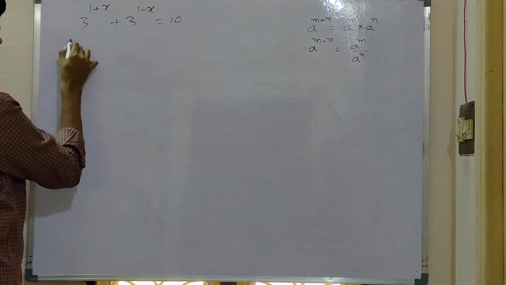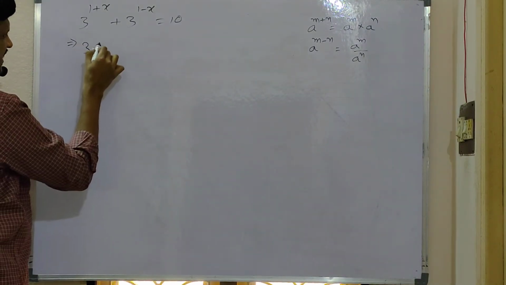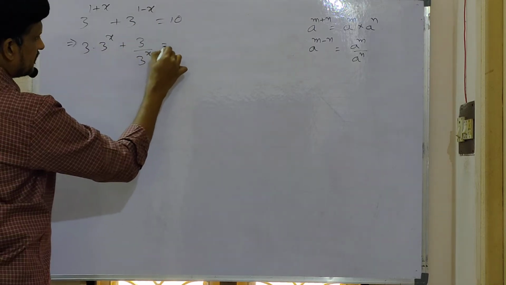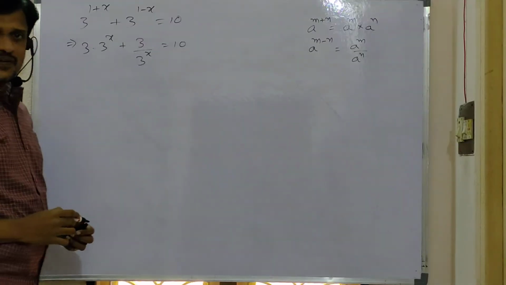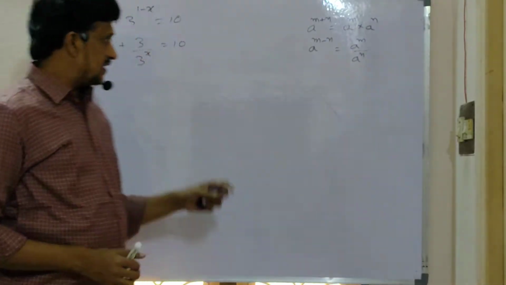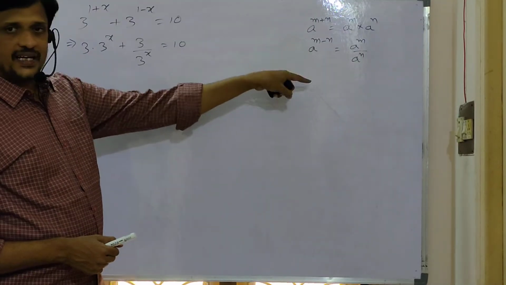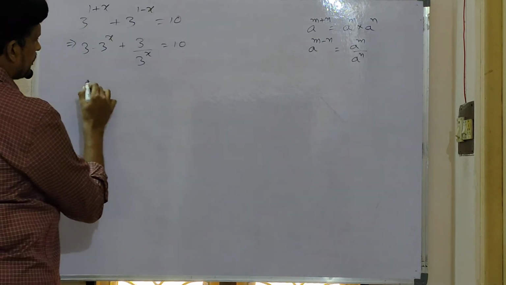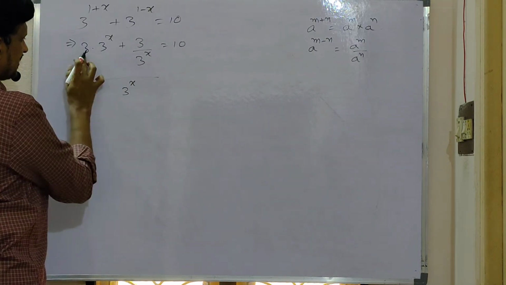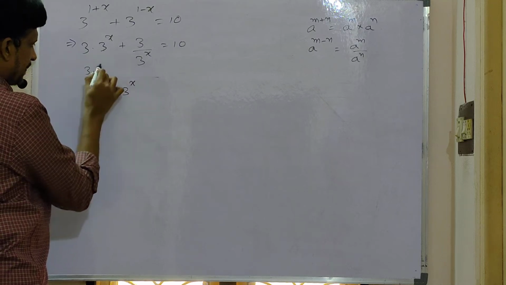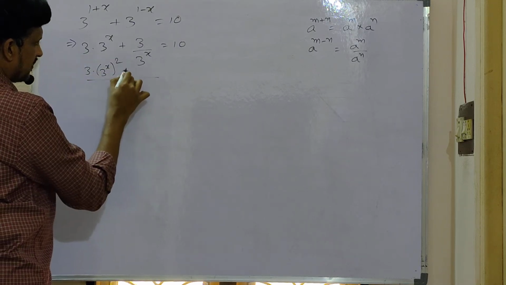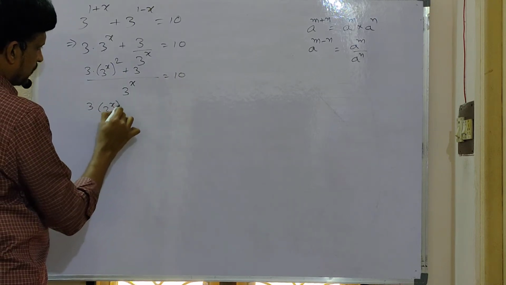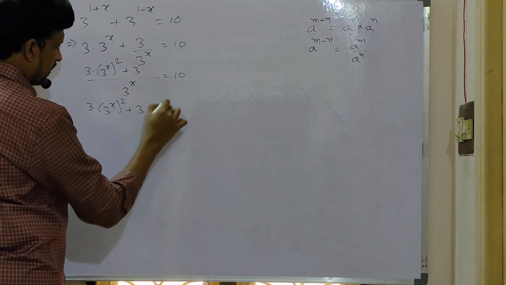Then 3 to the power of 1 plus x will be 3 power 1, that is 3, into 3 power x. And 3 power 1 minus x is 3 power 1, that is 3, by 3 power x. Here again, the first one is the a power m plus n form, a power m into a power n. The second one is a power m minus n, that is a power m by a power n. So 3 power 1 by 3 power x. Now take the LCM. Here the denominator is 3 power x, so 3 into 3 power x into 3 power x will be 3 power x whole square, plus 3 is equal to 10. That is, 3 into 3 power x whole square plus 3 is equal to 10 into 3 power x.